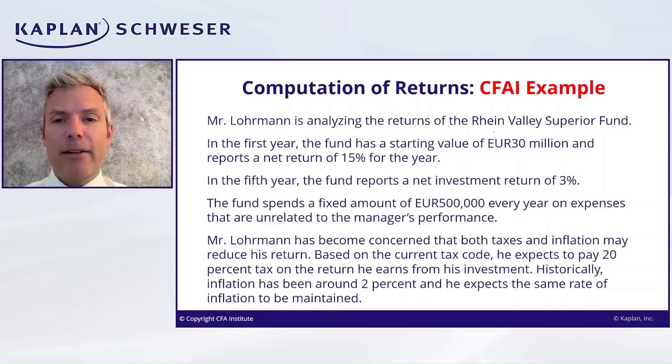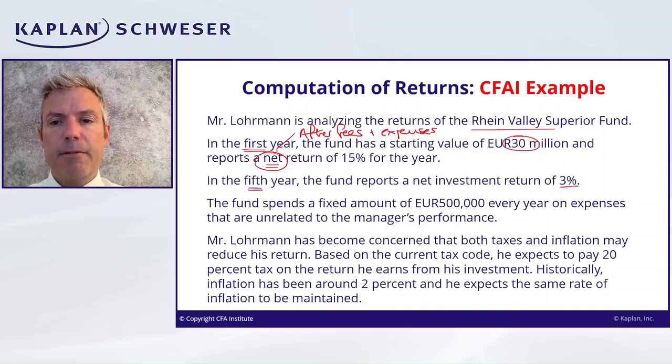So here we've got Mr. Lowrum analysing the returns of the Rhine Valley Superior Fund. In the first year, the fund starts at 30 million and has a net return, so that's after fees and expenses, like general fees and expenses, of 15% for the year. So that's pretty good. It's a pretty good return, isn't it? In the 5th year, the fund reports a net investment return of 3%. That's after fees and expenses as well.